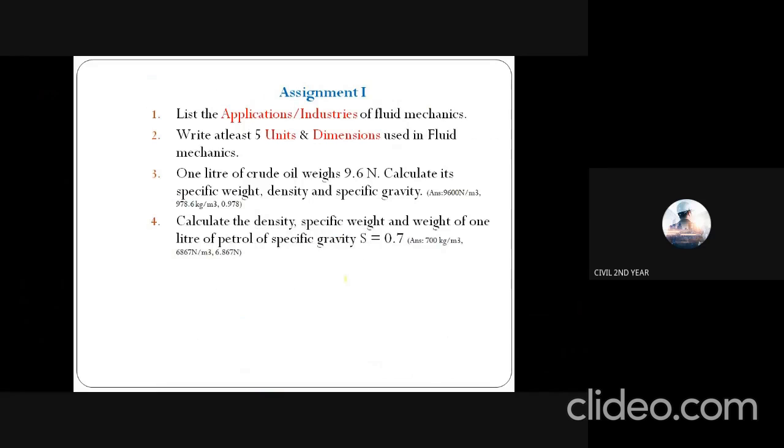This is the list of assignments which you should solve yourself, and also prepare for your GATE preparation. Number one, list the applications and industries of fluid mechanics. Write at least 5 units and dimensions used in fluid mechanics. Then similar problems: 1 liter of crude oil weighs 9.6 Newton; calculate the specific weight, density and specific gravity. The answer is also given here. Note it down, find it yourself, and we will discuss in the next class. Then the next problem: calculate the density, specific weight and weight of 1 liter of petrol, whose specific gravity S is equal to 0.7.